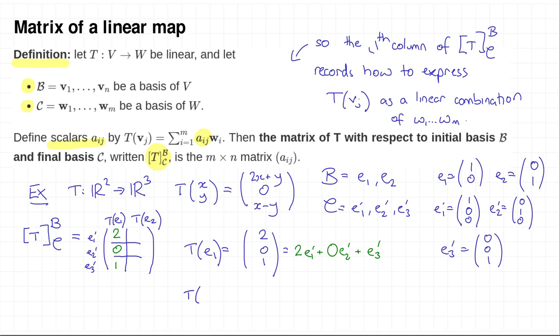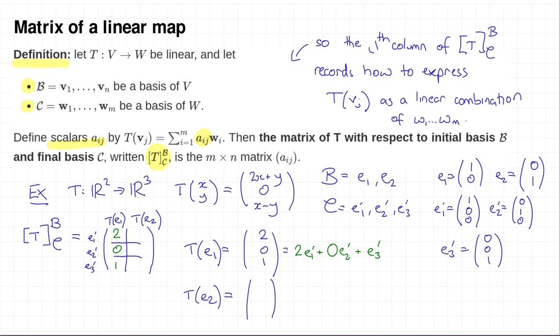Let's now do the second column. The second column tells me about T of e2, and specifically how to express T of e2 as a linear combination of the basis C for my codomain. Now this time you should pause the video and work it out. All right, let's continue with this then.